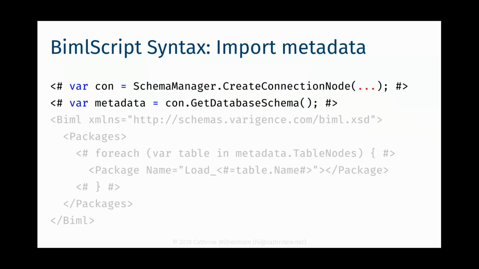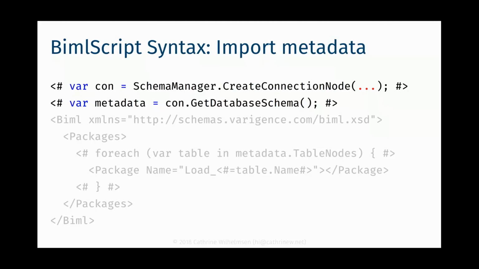So the first thing is how you import your metadata. In this case, we have 2 lines of code. In the first line of code, we create a variable called con, and then we say SchemaManager.CreateConnectionNode. And that little ellipsis, the ..., is where we would pass in our connection string. I'm just not showing it in my slide deck here. So this creates a connection to our source database.